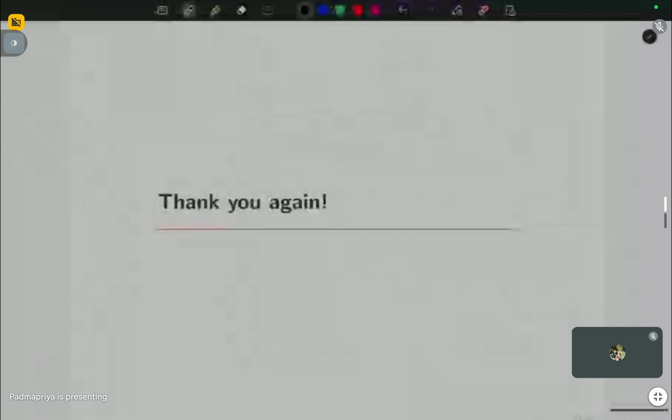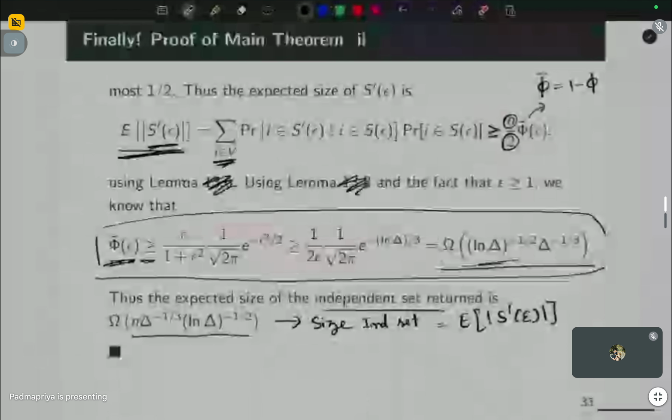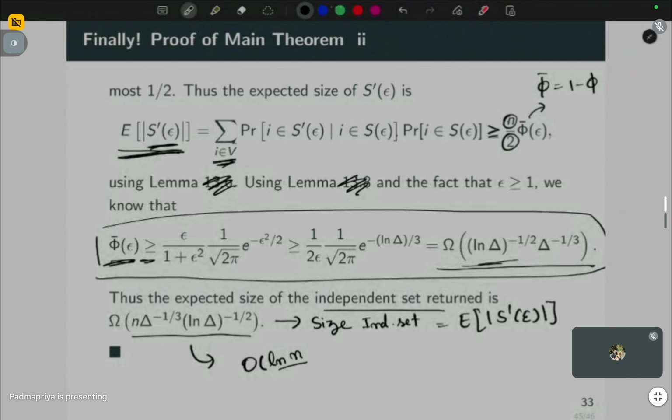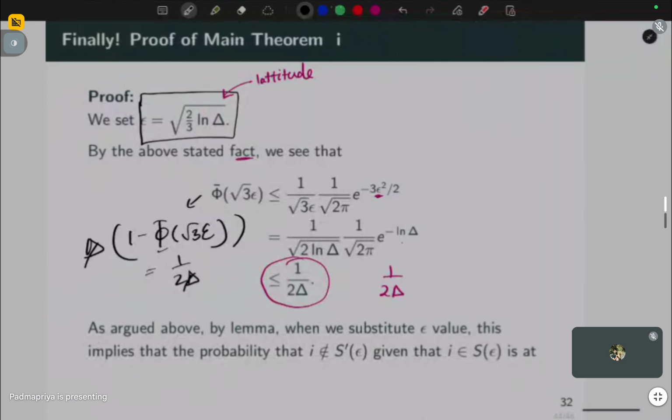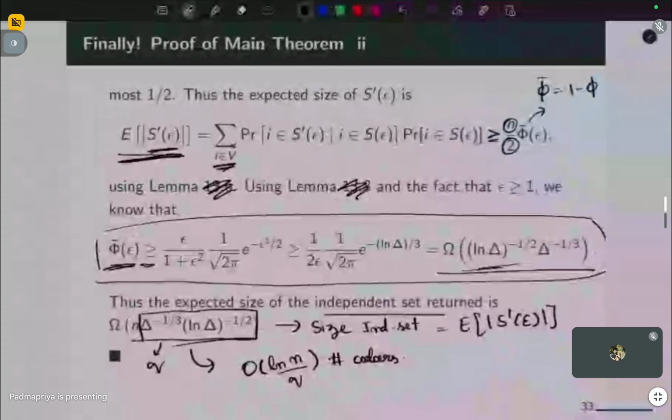And from here, directly, you just know that the number of colors used is going to be ln n divided by this value over here. Call it Q. This is the number of colors used. So that also proves our main theorem that we wanted. The exact working you can see, I can share the slides. Except for the fact I mentioned, everything is just arithmetic in between.